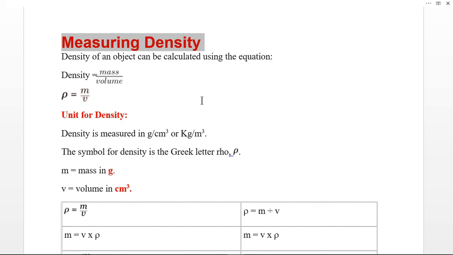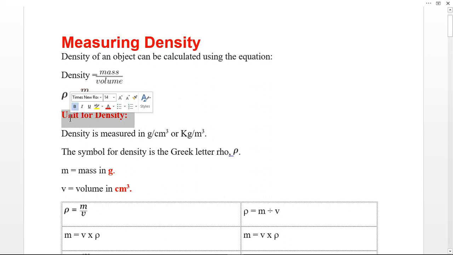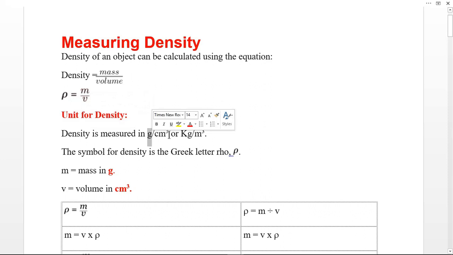Density means mass over volume. If you know the mass of the object, you will divide by its volume, and it is equal to density. Units for density: there are different units used for density depending on the unit of the mass and the unit of the volume. If the mass is given in grams and volume is given in cubic centimeter or centimeter cube, the unit will be gram per centimeter cube.